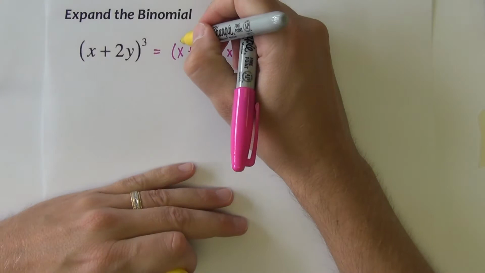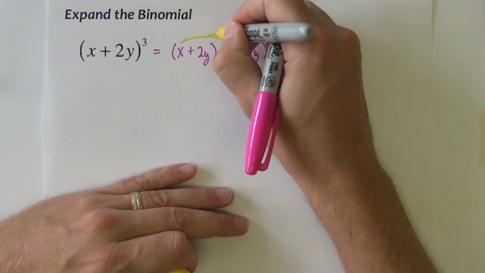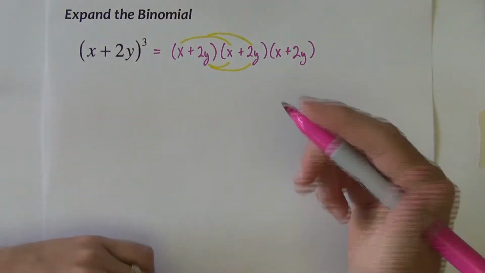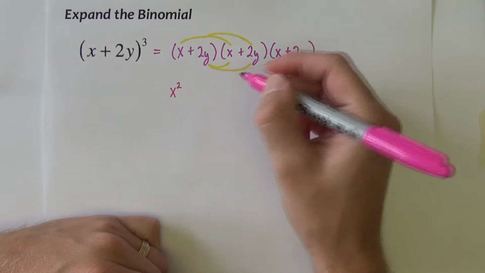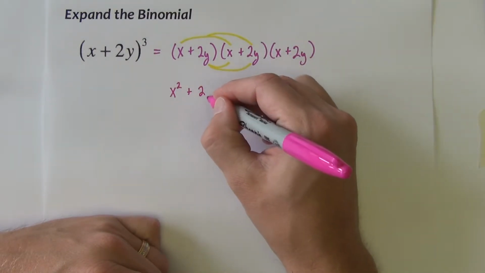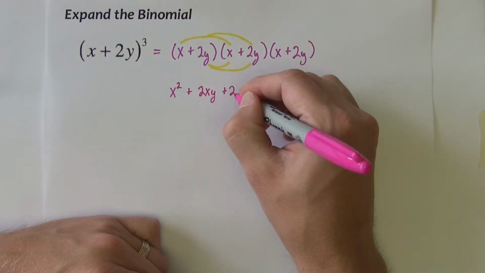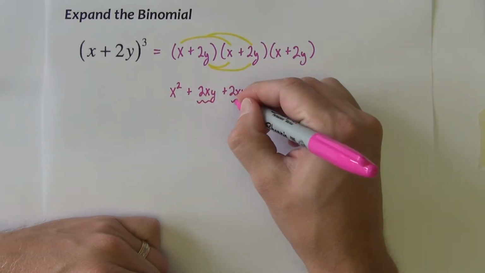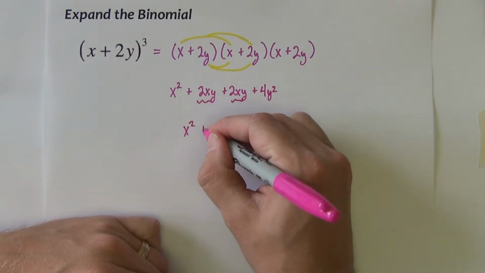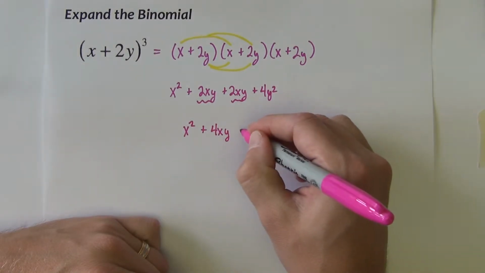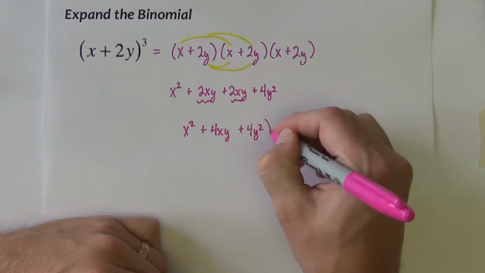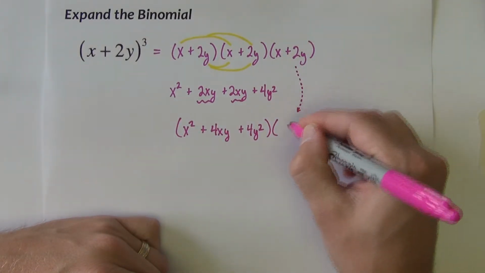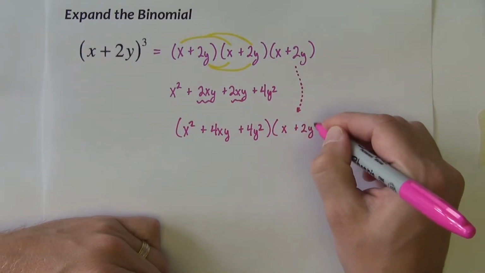Okay. So if you like, draw the lines if it helps. I'm going to do these products and this product. So we get x squared plus 2xy plus another 2xy plus 4y squared. We have some like terms right here, giving me x squared plus 4xy plus 4y squared. And we still have this extra x plus 2y to do.